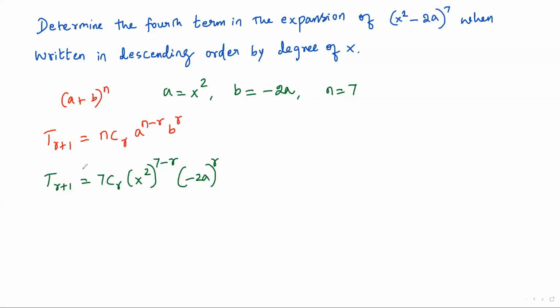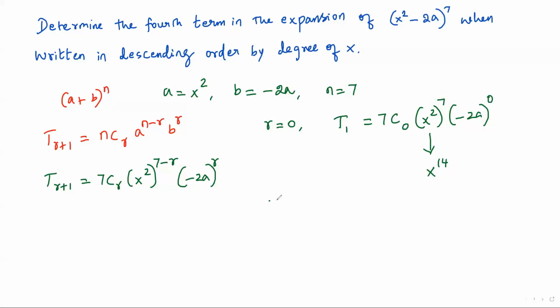So in this (r+1)th term, if I plug in r is equal to 0, I'll be getting the first term. That is, when I plug in r is equal to 0, you'll be getting 0 plus 1, that is T1. T1 represents the first term, which is 7C0 (x²)⁷⁻⁰ (−2a)⁰. So this term (x²)⁷ will become x¹⁴, because we have to multiply the two exponents.